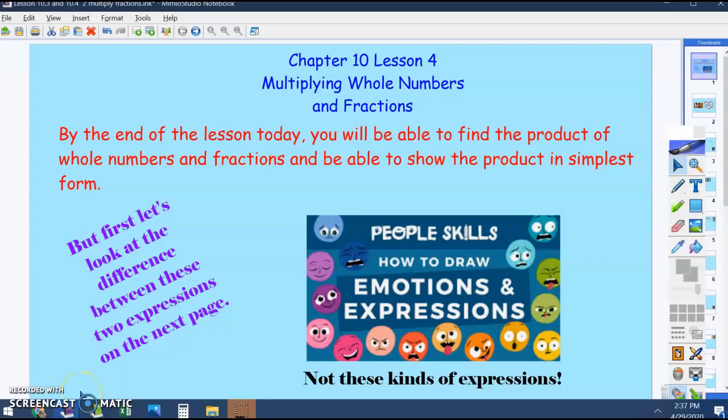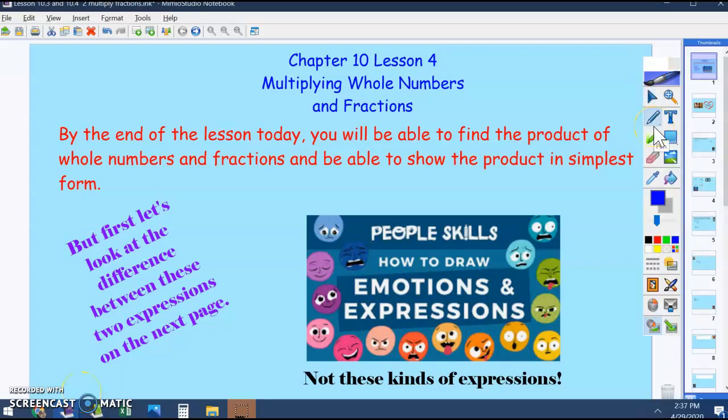Morning. How's everybody doing? This morning we're going to be doing a lesson on Chapter 10, Lesson 4, Multiplying Whole Numbers and Fractions. By the end of the lesson today, you will be able to find the product of whole numbers and fractions and be able to show that product in simplest form.